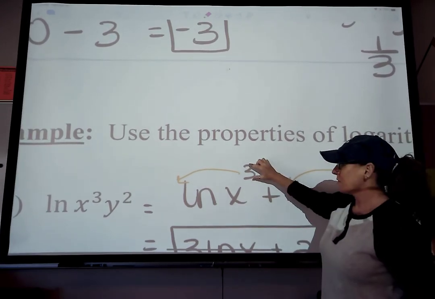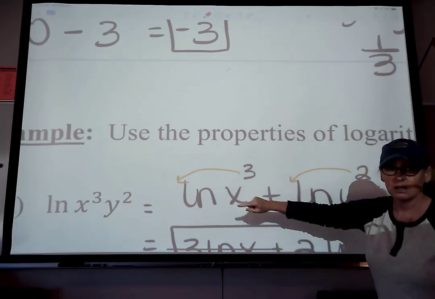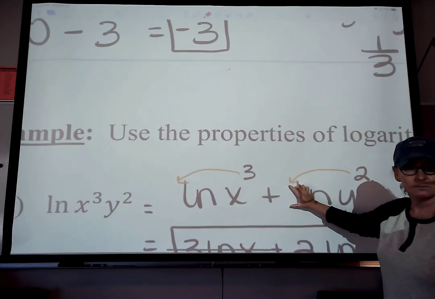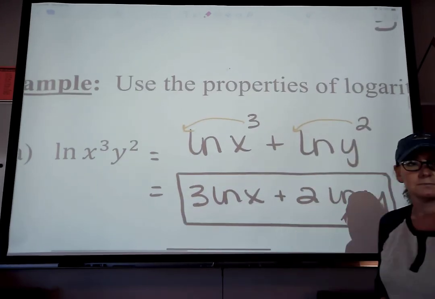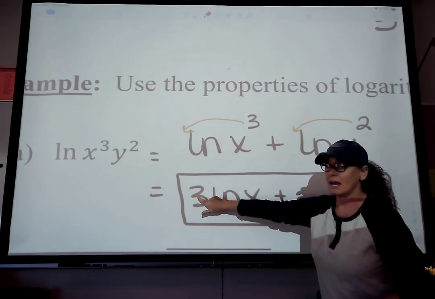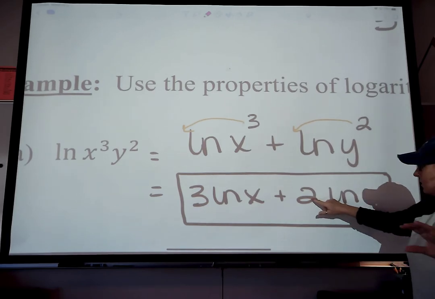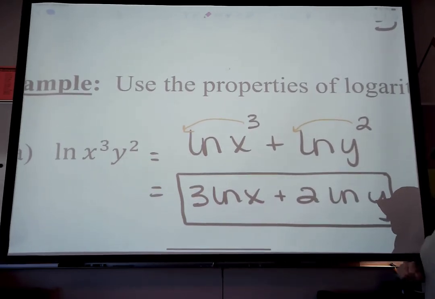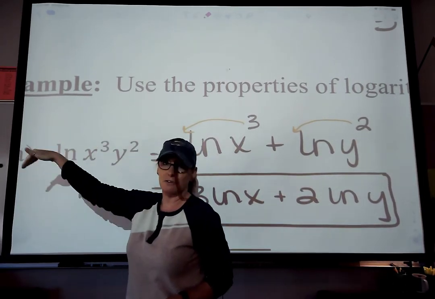Now the 3 can be moved to the front of that log, and the 2 can be moved in the front of that log. This 3 has nothing to do with the 2 or the ln or the y over here. That's why neither of these could have been moved down at the very beginning.